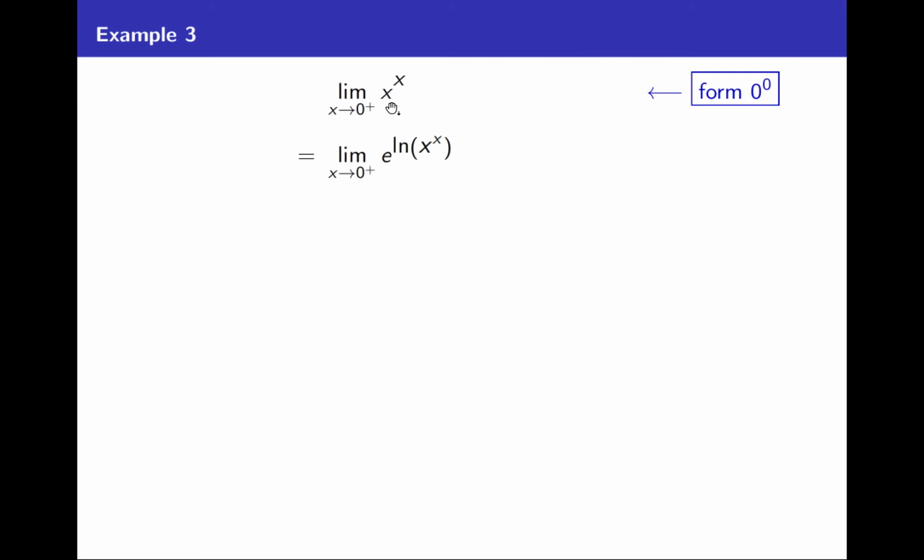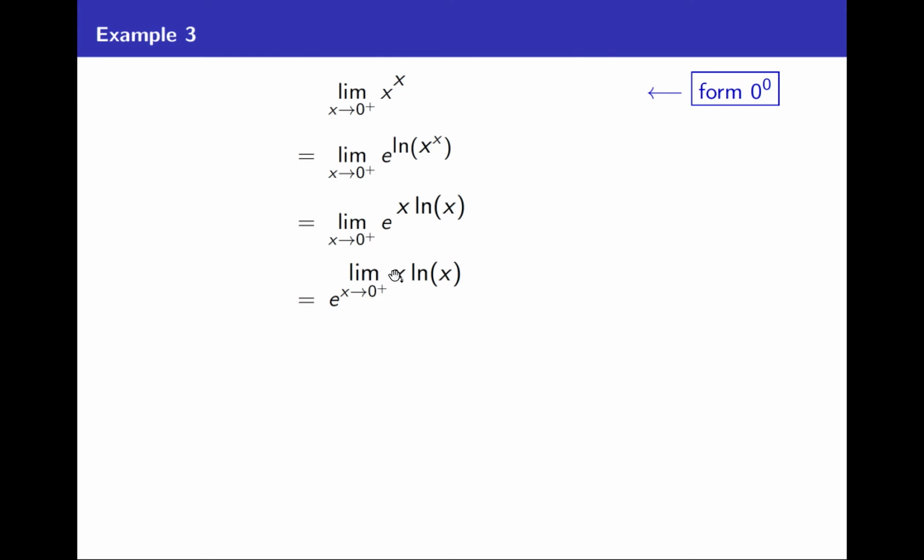So the first step is to replace that x to the power of x with e to the power of ln of x to the power of x. And then that exponent of x comes down in front of the ln. And let's move our limit up into the exponent so we get e raised to the power of this number. So we need to work out this limit.